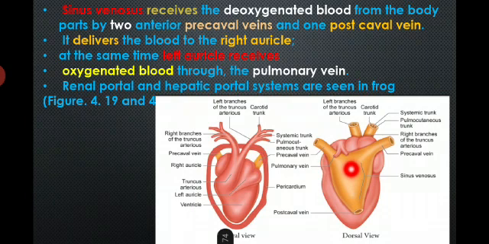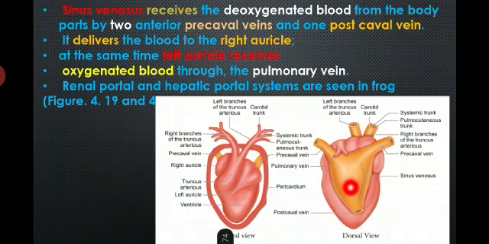So oxygenated blood and deoxygenated blood are received in what way? Okay, so the deoxygenated blood is collected from the body parts by two anterior precaval veins. One, two precaval veins, and another one, the postcaval vein, is present. This is the two precaval veins, and another one in the posterior region, downside, the postcaval vein is present. So the left side receiving, right side delivered.